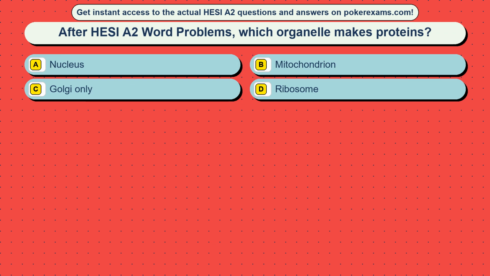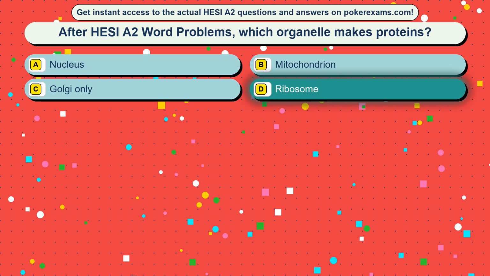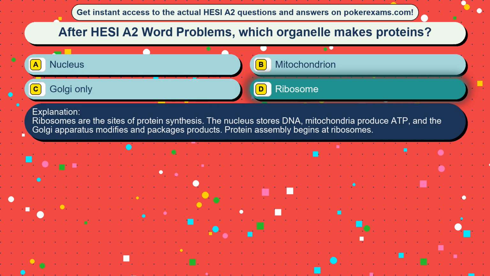Question 26. After HESI A2 problems, which organelle makes proteins? Option A, nucleus. Option B, mitochondrion. Option C, Golgi only. Option D, ribosome. The correct answer is option D, ribosome. Ribosomes are the sites of protein synthesis.